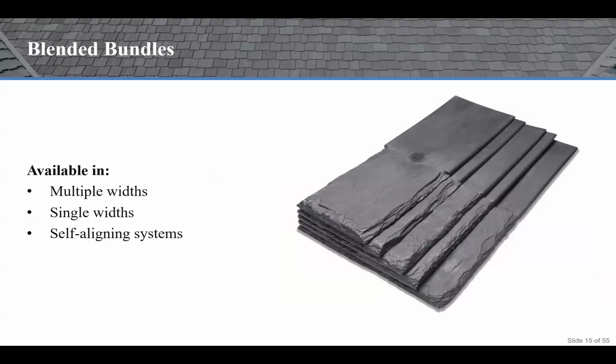So this just talks about how the blends and bundles work. Some manufacturers offer tiles that are bundled in multiple width, single width, self-aligning systems. These are all pre-sorted tiles, factory collated, single color or multicolor blends. It just ensures that the hand sorting on the job site is less, so therefore you have a more consistent, more natural appearance.